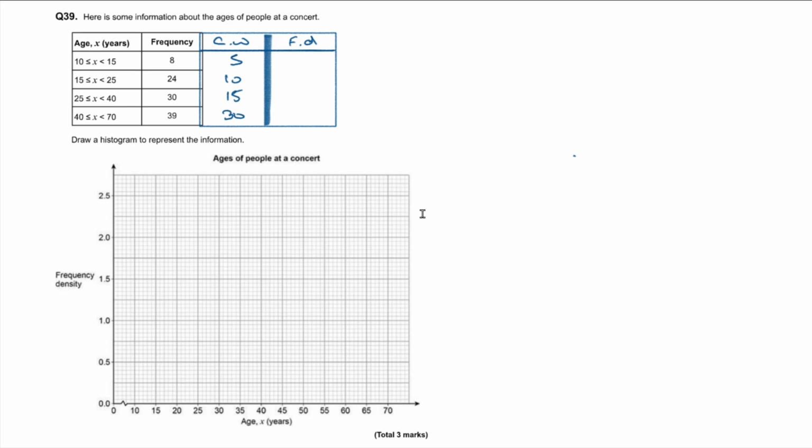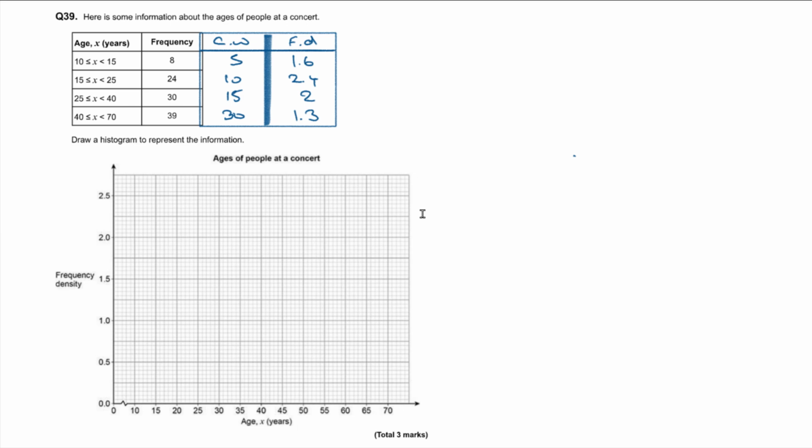Frequency density then, 8 divided by 5 is 1.6. 24 divided by 10, that's 2.4. 30 divided by 15, well, I know that, it's just 2. And then 39 divided by 30, well, 39 divided by 3 would be 13, and then divided by 10, it'd be 1.3. Okay, so I've got all my frequency densities.